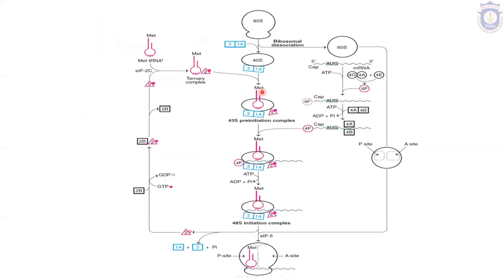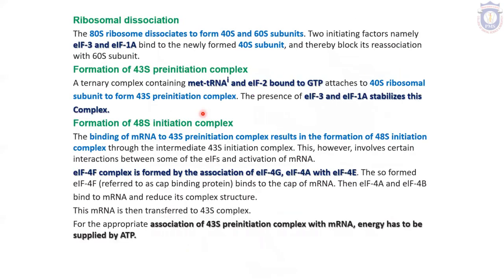All this is represented here. The formation of eukaryotic initiation complexes: 4F, 4A, 4B, 4E, 2C, the ribosomal dissociation complex.